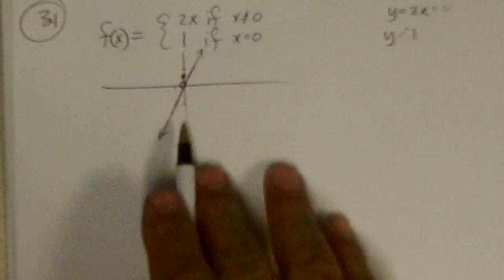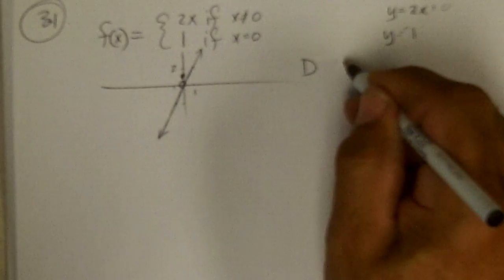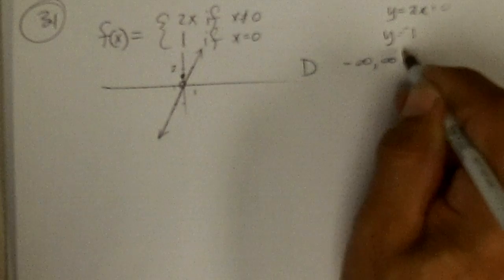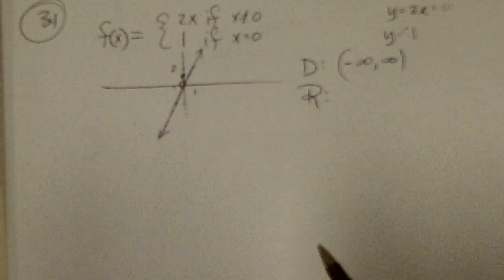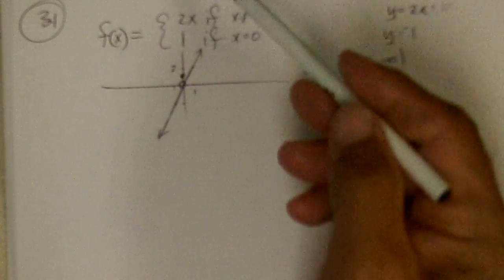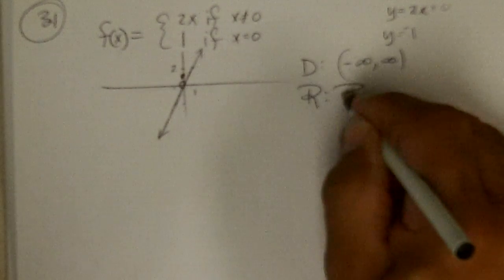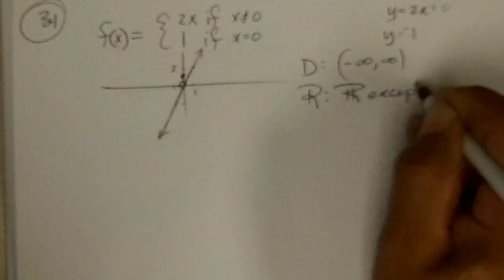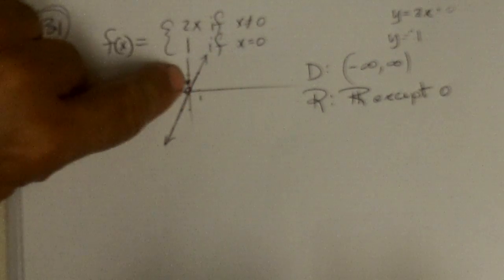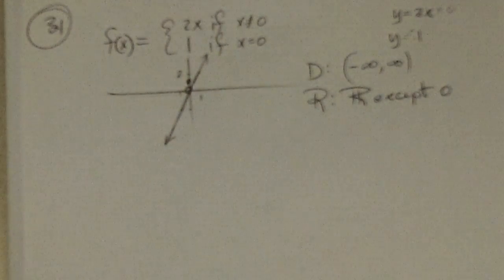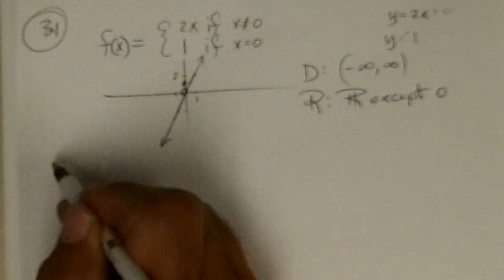So this is a function, it passes the vertical line test. There's a value for all the x's, so the domain is from -infinity to infinity, or all reals. The range, well, this goes from -infinity to +infinity, except it doesn't have a y value of 0. So this is all reals except 0. There's no y value 0. It skips that and puts in 1 at that place and then goes back to drawing the line. It has everything else but 0. So that's 31. Next one was 35.